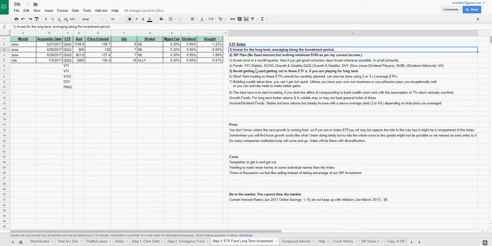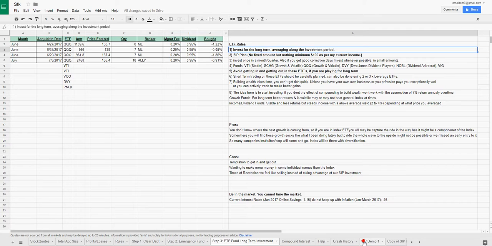You can do your own research and find more about these ETFs, but I've given you a simple short form of what the fund is all about. If you are looking for growth and volatility, mostly SCGH or QQQ gives you that.